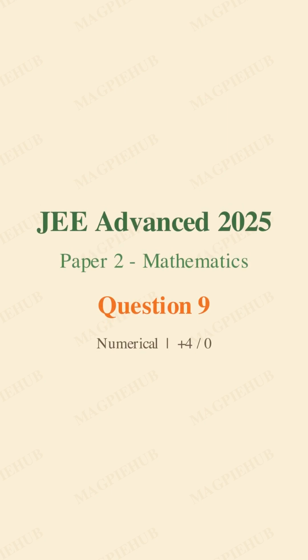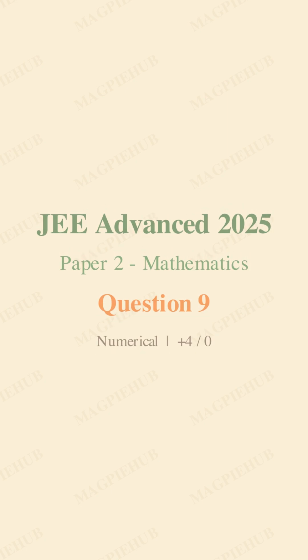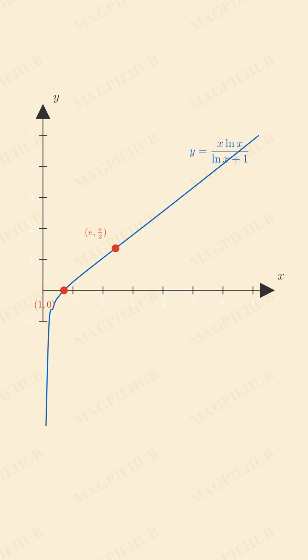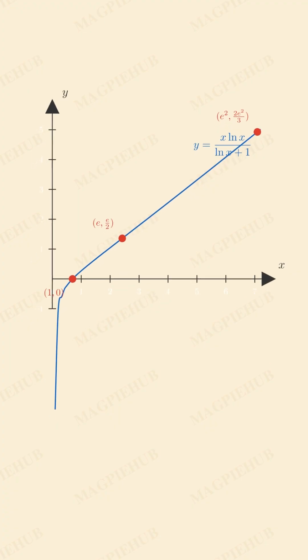JEE Advanced 2025, Paper 2, Mathematics, Question 9. Let us visualize the solution curve of this differential equation. The function y of x equals x times natural log of x divided by natural log of x plus 1. Notice the initial condition y of 1 equals 0 and the key points at x equals e and x equals e squared. Let us keep this curve as a reference while we solve the problem.